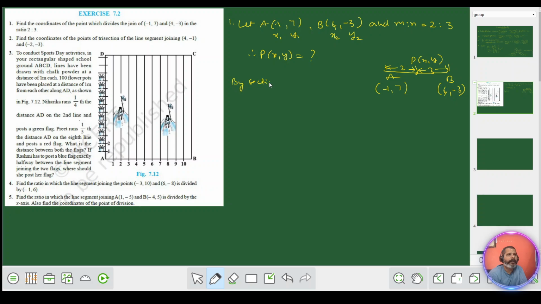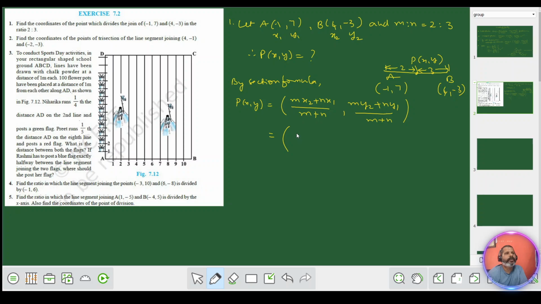By the section formula, what do we get? P of (x, y) equals (mx2 plus nx1) by (m plus n), then (my2 plus ny1) by (m plus n). Please do write the formula properly once. We have x1, y1, m, n, all the values we need for substitution. Just substitute that. Please, while substituting, make sure you consider the points properly because the coordinates may have minus signs in them.